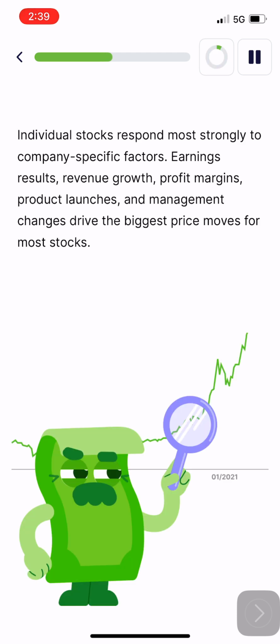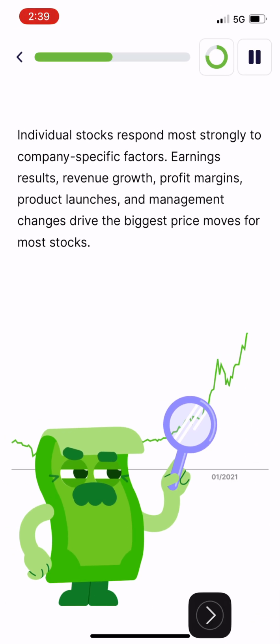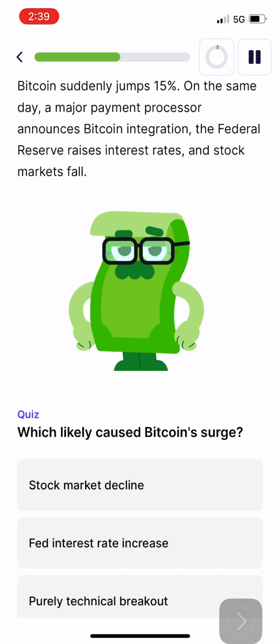Individual stocks respond most strongly to company-specific factors. Earnings results, revenue growth, profit margins, product launches, and management changes drive the biggest price moves for most stocks. Time for a quick quiz.